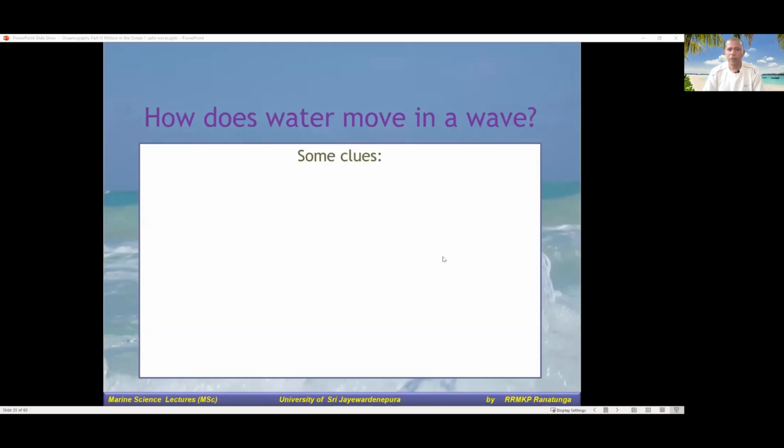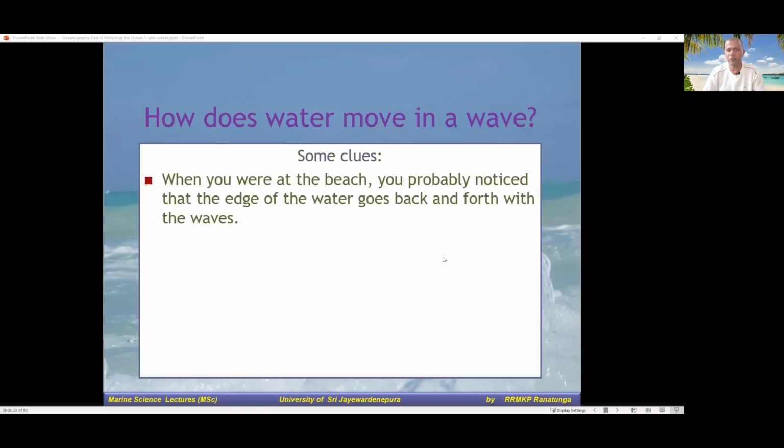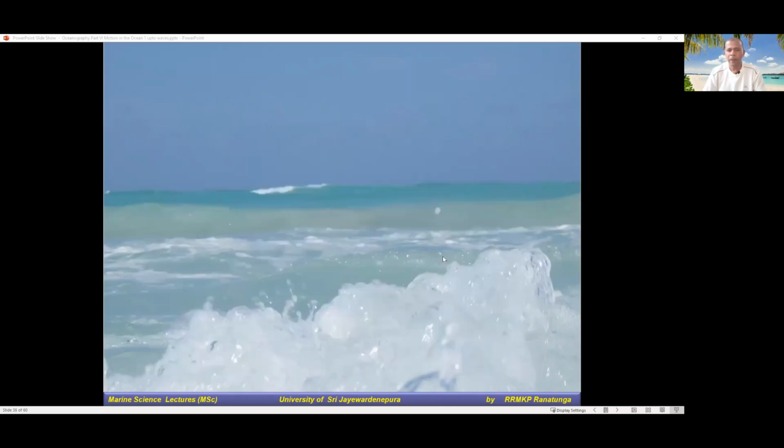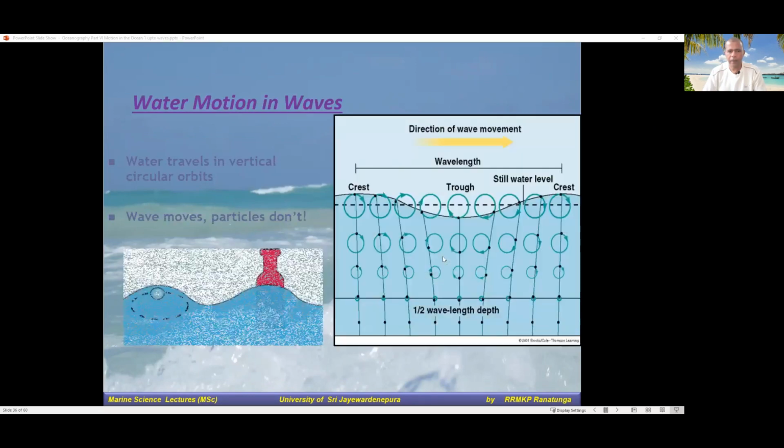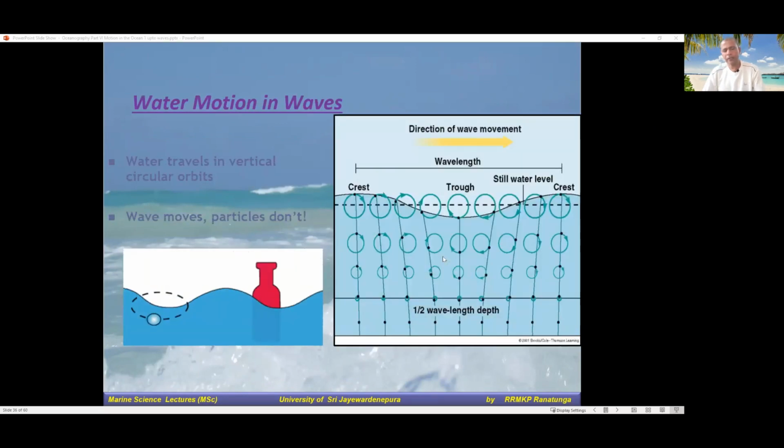Now the important thing is, as we discussed before, how the water molecules or the particles move in a wave, right. To demonstrate that, like in this graphic, you can understand the movement of the particles.